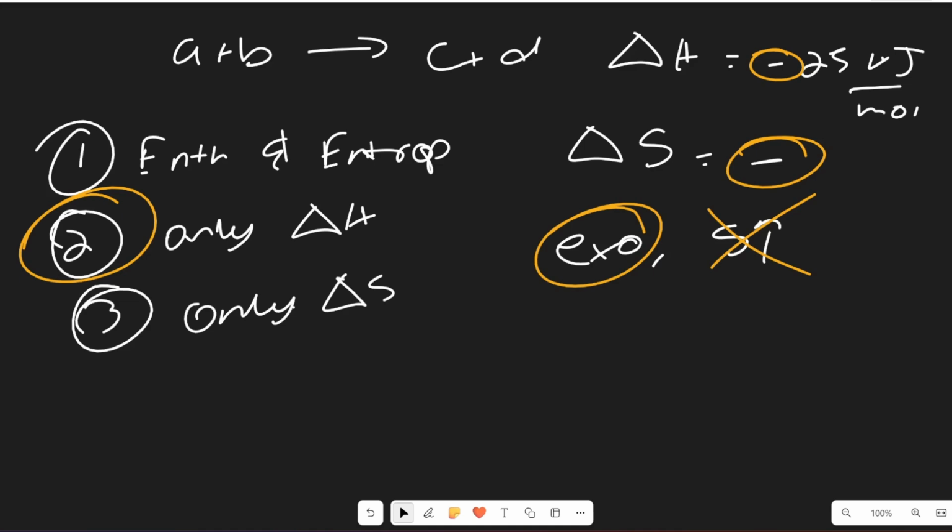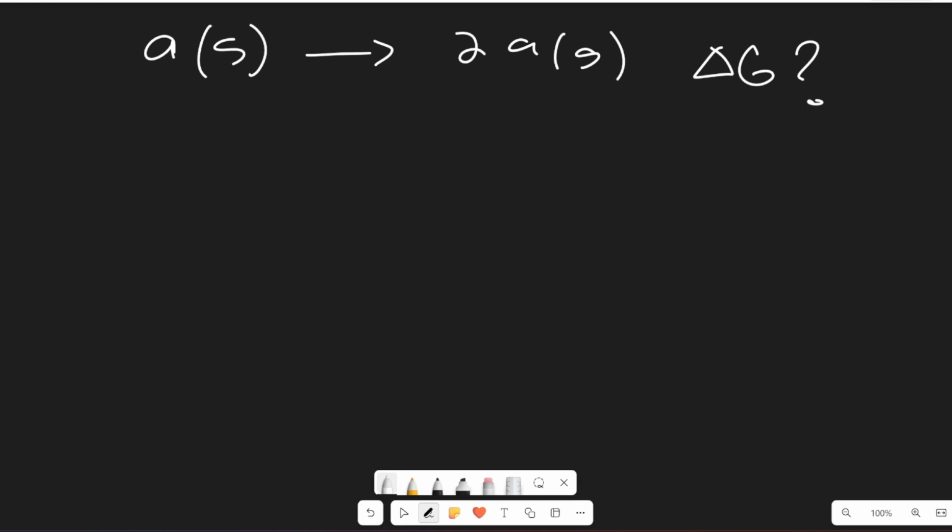And one more concept we need to go over is that let's say that we have an element, like element A, and it's in a solid form, and then we're going to 2A in the gas form. Now, one would say that this reaction has increasing entropy, but at the same time, it would probably ask something like, delta G is negative, but the reaction is not occurring.